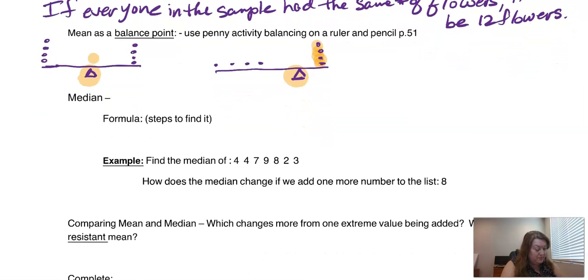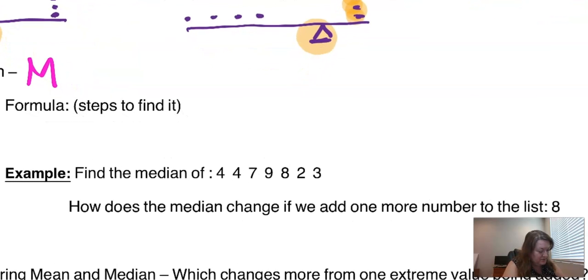Okay, so median, the symbol for that is just a capital M, just to make things super annoying. So X bar for mean, just an M for median. Now the formula, I kind of have to explain it in steps versus just writing it out. So here is the main idea. I'm going to make this a little bit bigger.